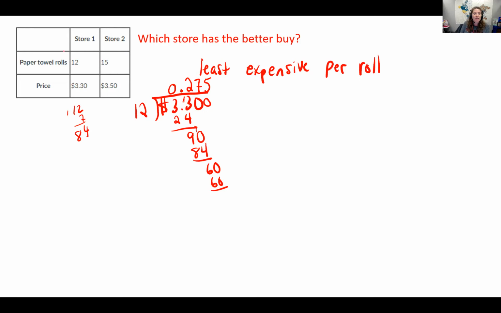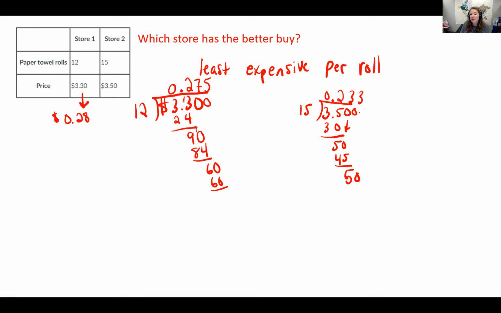So these are 28 cents. And now we're going to divide 3.50 by 15. Well, bring our decimal straight up. 15 won't go into 3, but it'll go into 35 twice. 2 times 15 is 30 with 5 left over. 15 times 3 is 45. So when I subtract, I get 5, bring down a 0, and I'm going to keep getting a remainder of 5, which is 0.33333. So this is 28 cents a piece.